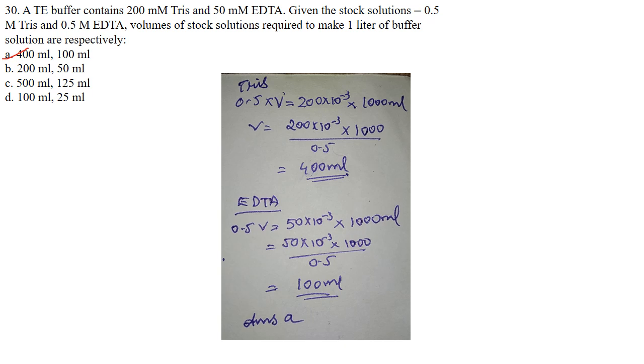Then a TE buffer contains 200 millimolar TRIS, 50 millimolar EDTA. Given the stock solutions 0.5 molar TRIS and 0.5 molar EDTA, volume of stock solutions required to make 1 liter of buffer solution respectively. So you have got a TRIS stock solution of 0.5 molar. How much you have to take from there to make 200 millimolar TRIS of 1 liter? They have given in ml, so I have converted 1 liter to 1000 ml. Then you calculate using M1V1 is equal to M2V2. Find out V1, you will get 400 ml. Similarly, you can do for EDTA also, you will get 100 ml. Answer is option A, 400 ml, 100 ml.